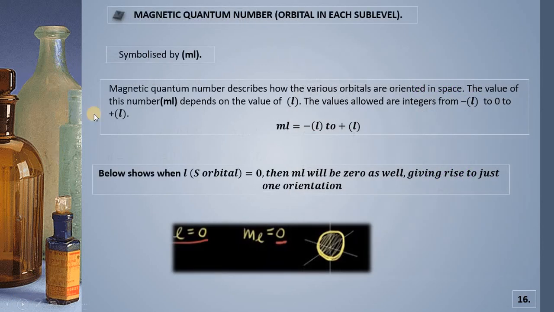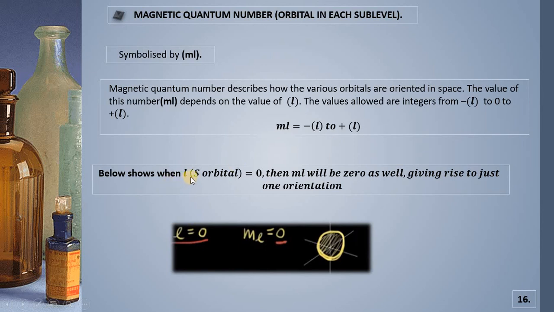Now progressing to the magnetic quantum number, symbolized by ML. The magnetic quantum number describes how the various orbitals in each subshell are oriented in space. The function of this ML is just to tell us how the orbitals are oriented in space, and it depends on the value of L. So when we get L, ML has been gotten. The value allows an integer from minus L through 0 to plus L.